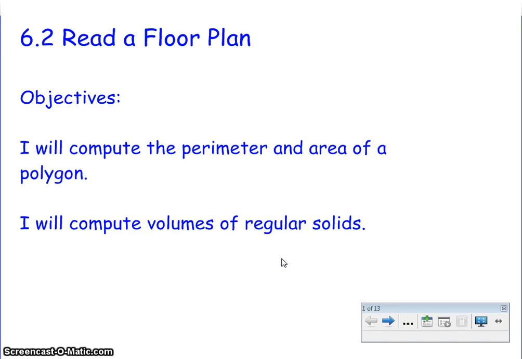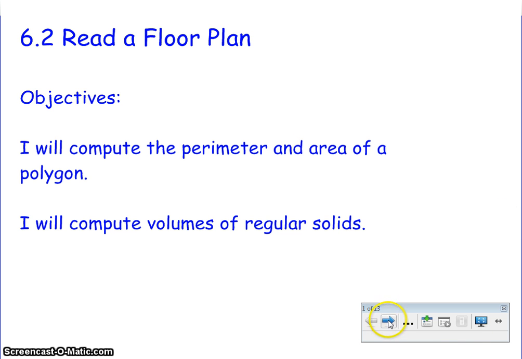Let's go ahead and get started with the second chapter in Unit 6. And we're reading a floor plan today. Our objectives: I will compute the perimeter and area of a polygon, and I will compute volumes of regular solids. So let's go ahead and look at the first example.